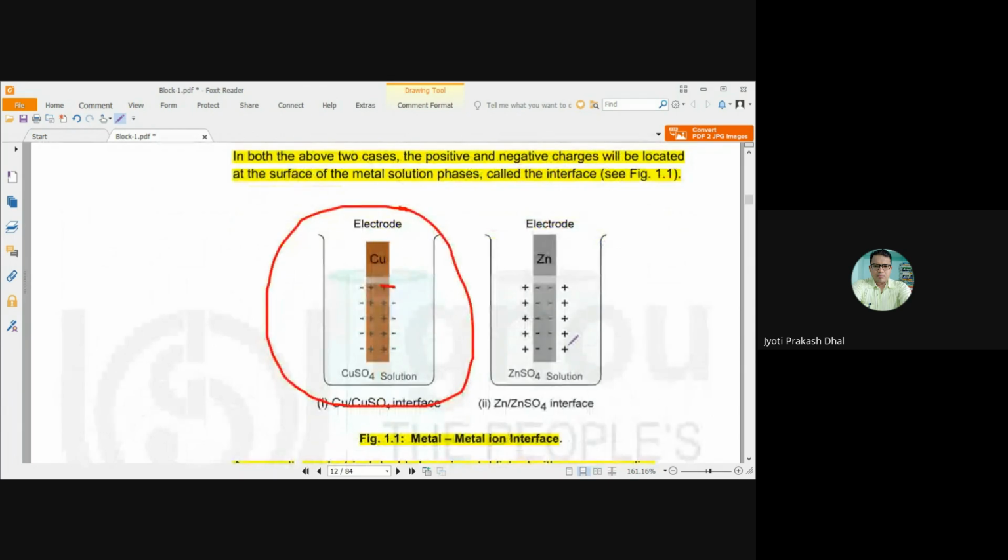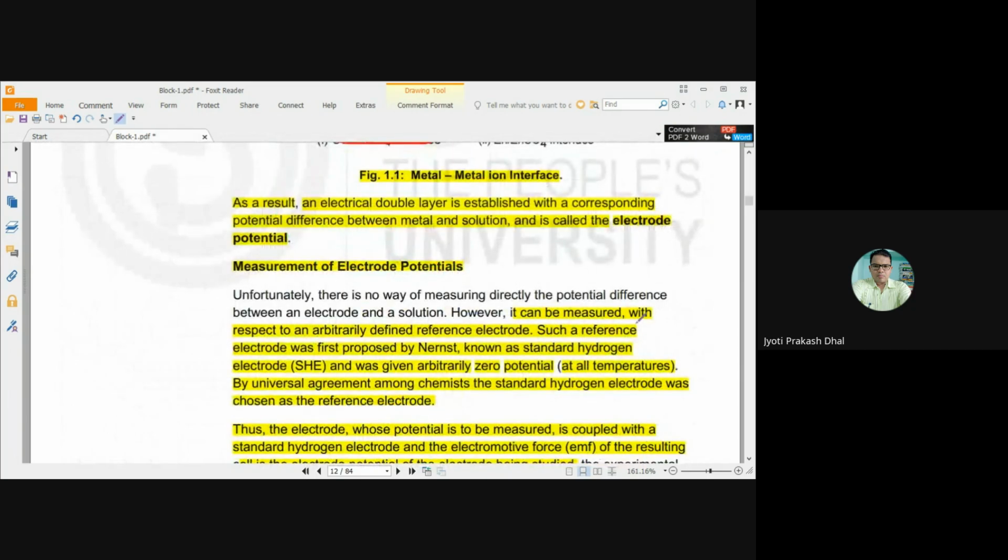Similarly, in the case of the more active zinc metal, if one zinc electrode is dipped in zinc sulfate solution, as the zinc metal is more reactive, some of the zinc atoms from the surface of the zinc metal will go into the solution in the form of Zn2+, leaving two electrons on its surface. So the surface of the zinc metal will become negatively charged and the solution will become positively charged, and hence a potential also develops in this case, and that is called electrode potential.